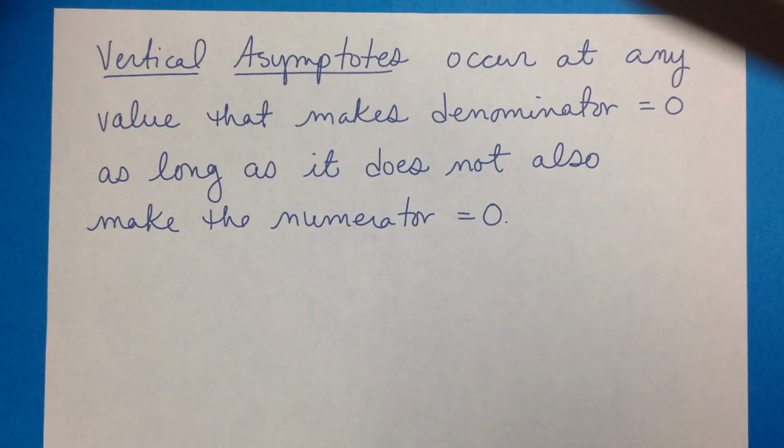If it causes top and bottom both to equal 0, then that's actually where you have a hole and not a vertical asymptote.